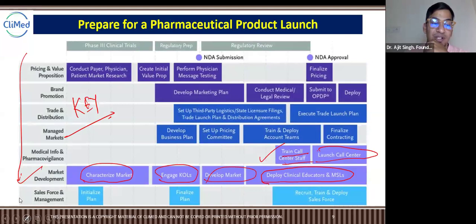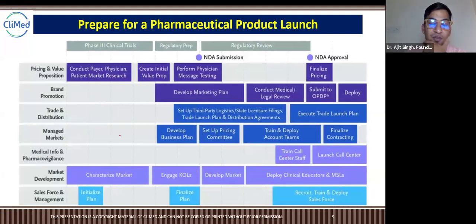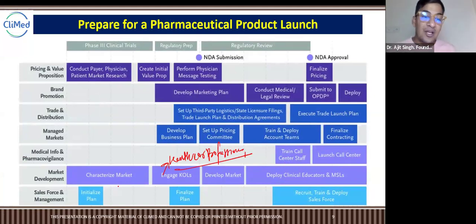And who are key opinion leaders here, guys? Any answer? Who is a key opinion leader here? Doctors. Yes. So if I'm talking about metformin, the key opinion leaders will be healthcare professionals. Okay, any healthcare professionals. Now I'll describe one by one.